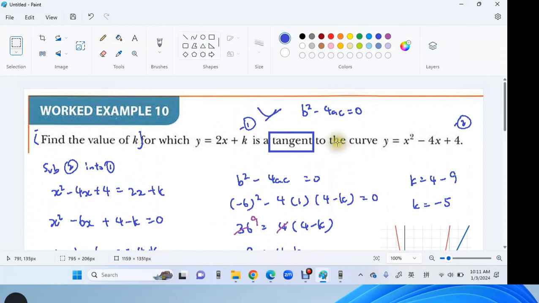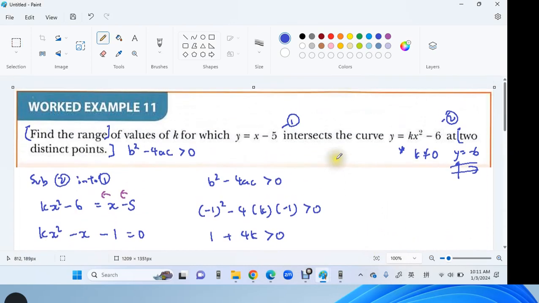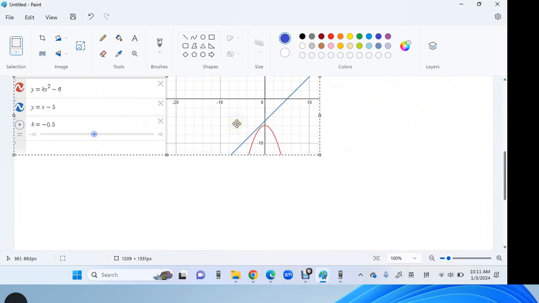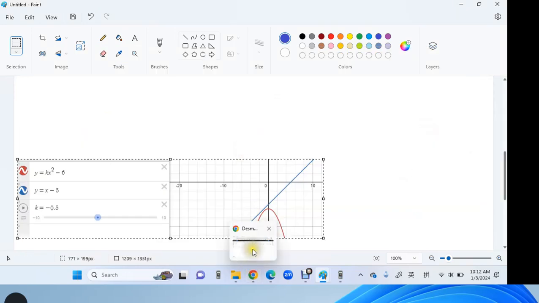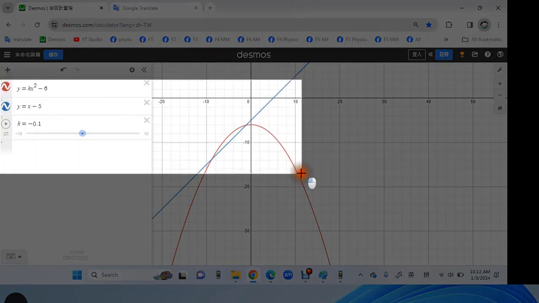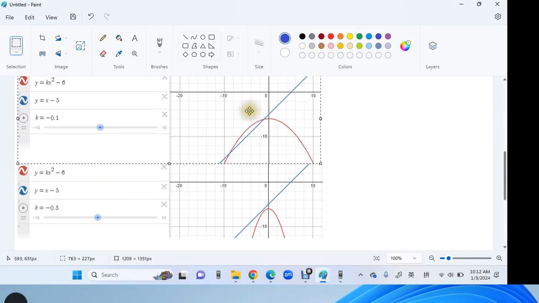Okay, tangent. I cut at a different page, a wrong page already. So two distinct points. So this one, no intersection. Okay, this is no intersection. And then just now when we have the equal to this, then we have one intersection. Okay, and if we have this one, two intersections.